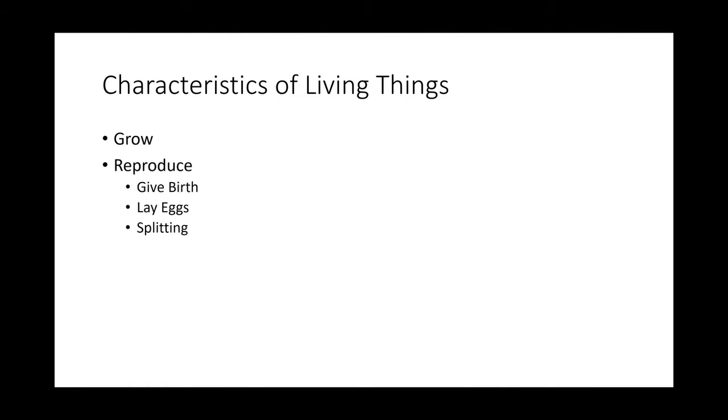For human beings, we give birth. For animals, they can either lay eggs or give birth. Plants can either reproduce through seeds or spores. We will talk more about plants in the next chapter. And then certain living things, for example bacteria, reproduce by dividing themselves, or you can say splitting.